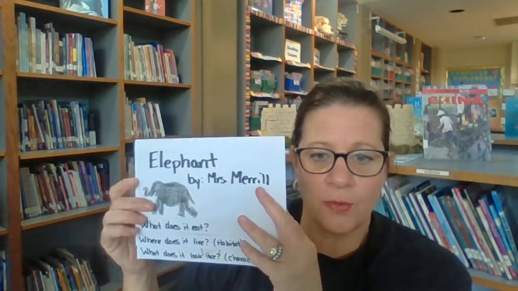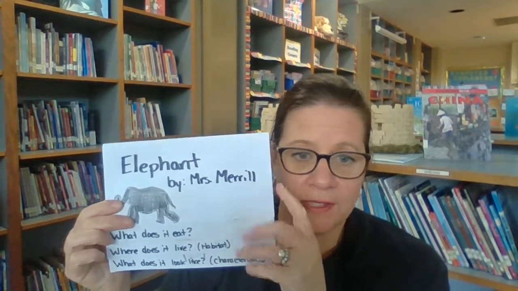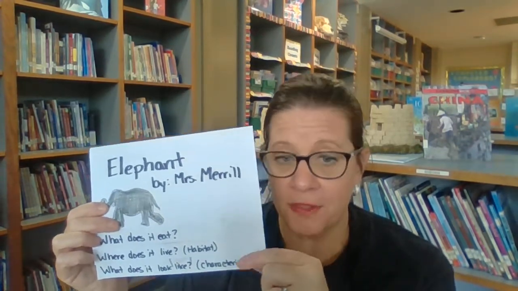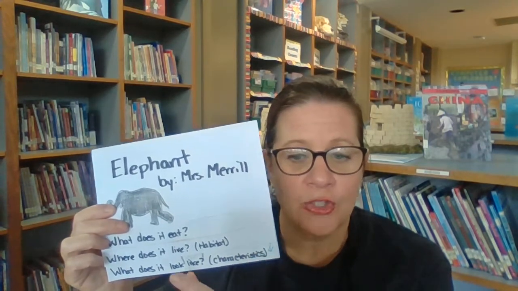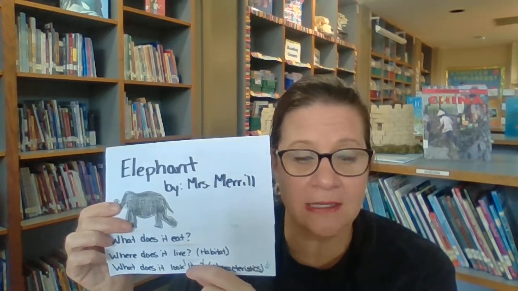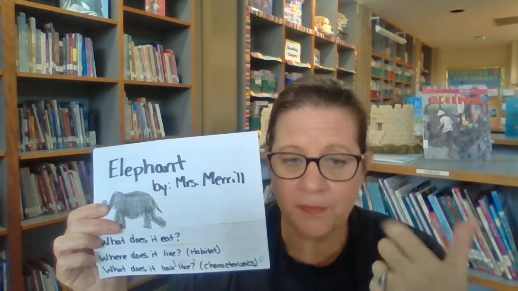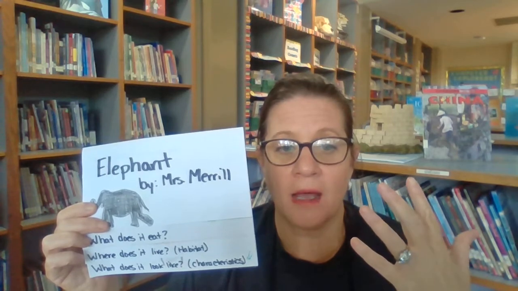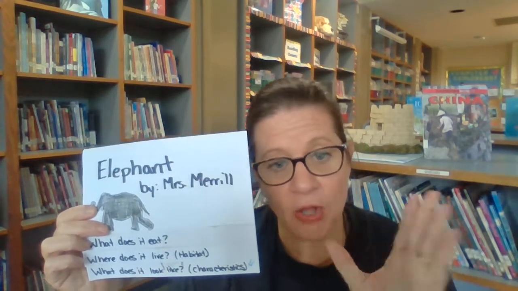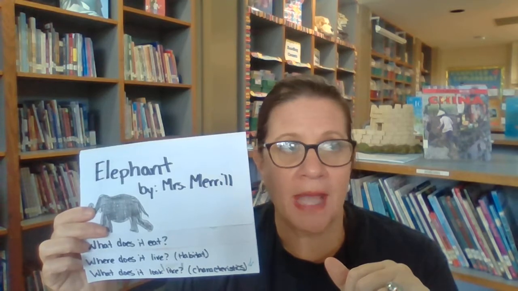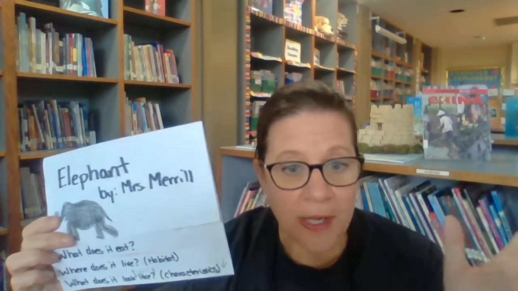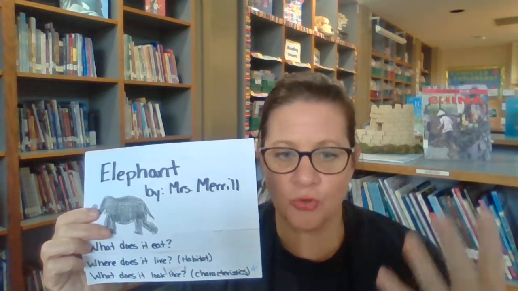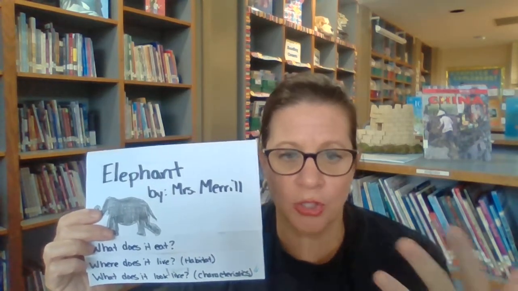So my report was on an elephant. So the characteristics of an elephant are going to be different from, let's say, an octopus. Elephant looks a lot different from an octopus. So what you're going to be looking to find is what color is my animal? What is its skin like? Is it covered in fur? How big is it? Is it small? Is it large? How does it swim? Does it have gills? Does it have legs? Anything that can describe what your animal looks like.